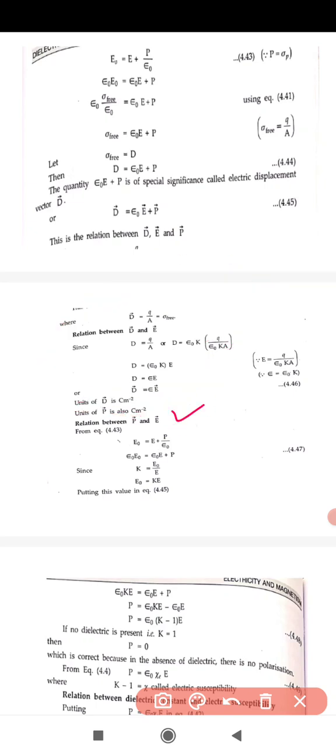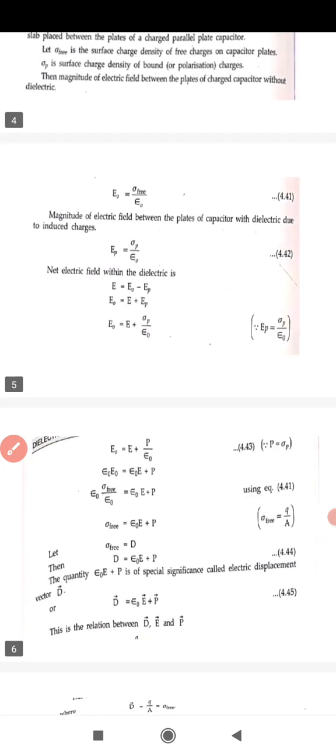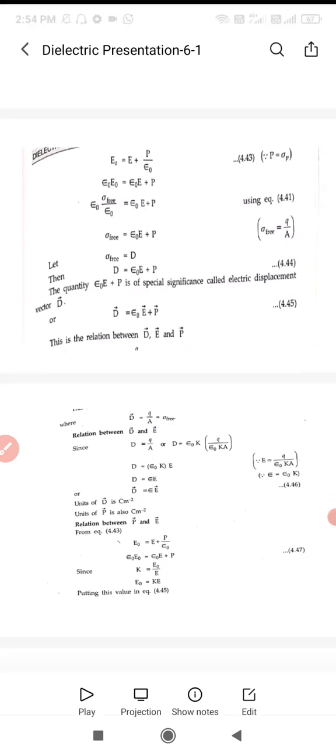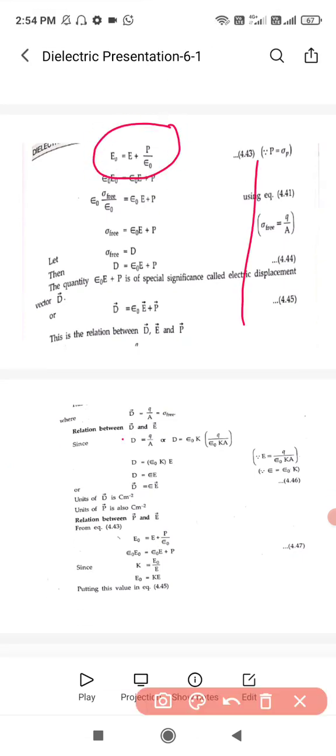Next, the relationship between polarization and the electric field E. From the equation, we know the relationship between E and P: E naught is equal to E plus P divided by epsilon naught, from equation 4.43. Here, 4.43 is epsilon naught E naught is equal to E plus P divided by epsilon.